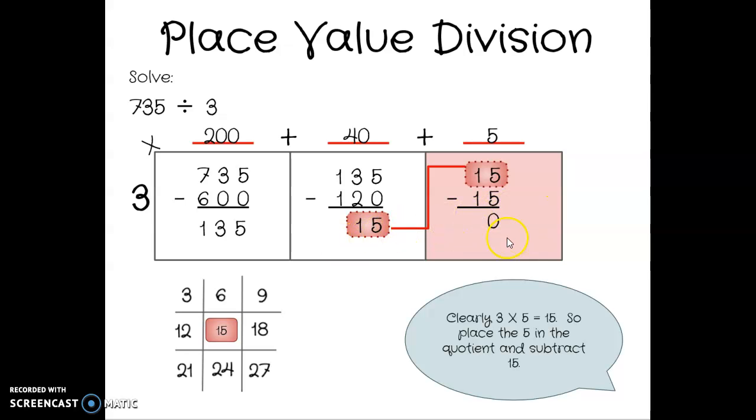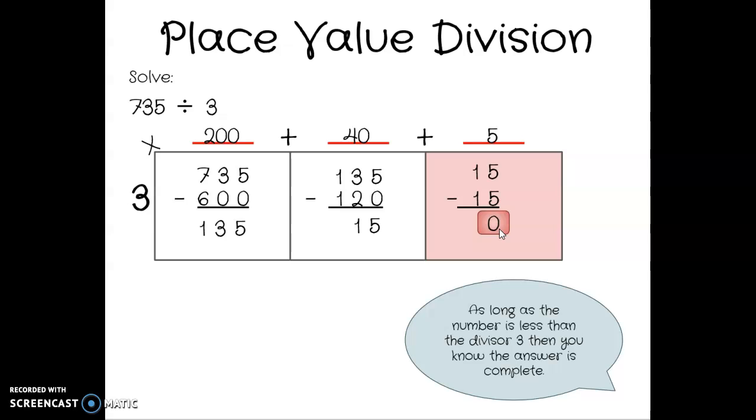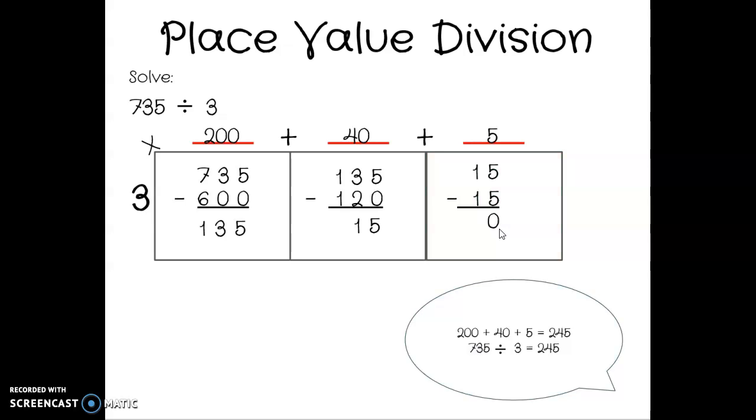If I had a remainder, I would also include that in my answer, but in this case I don't have a remainder, so my answer looks like this. I have 200 plus 40 plus 5 makes 245. So 735 divided by 3 equals 245.